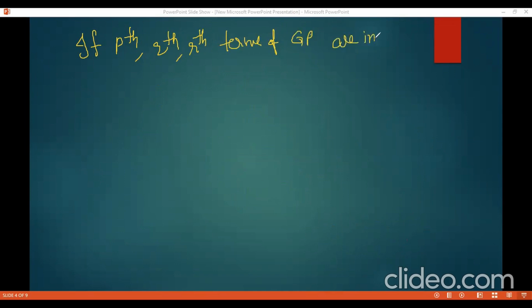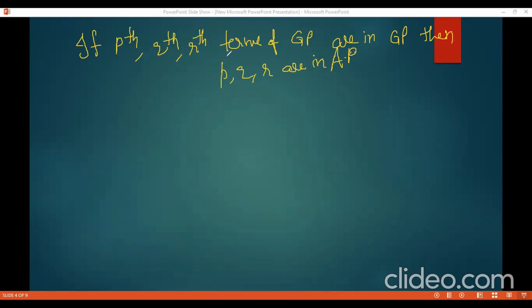If the pth, qth, and rth terms of a GP are in GP, then p, q, r are in AP. Okay, this is the rule.